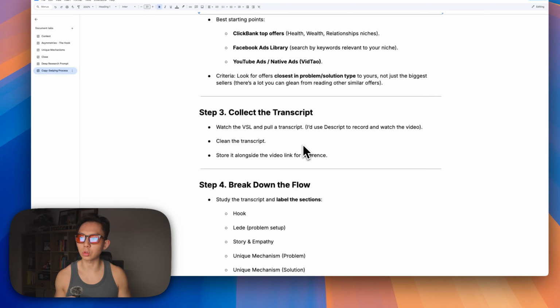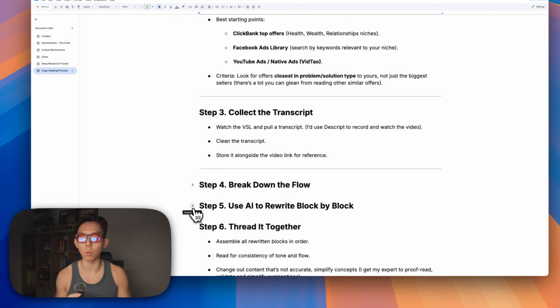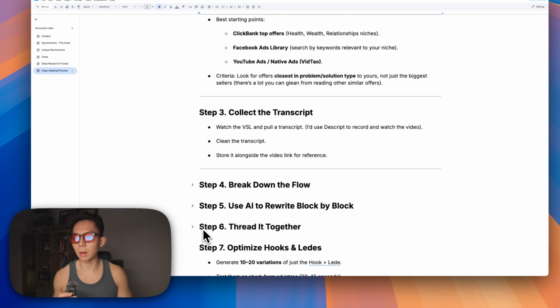Step 3 is to collect the transcript. So you watch the VSL and pull the transcript. What I do is I use a script to record the video as I watch it. So once the script has transcribed the video, I'll clean the transcript up and store it alongside the video link for reference.